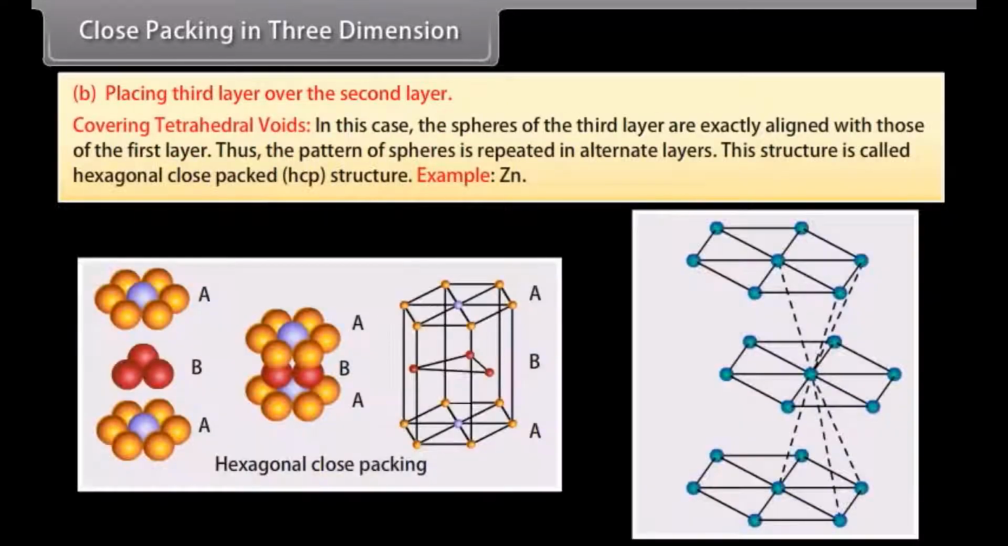Placing third layer over the second layer. 1. Covering tetrahedral voids. In this case, the spheres of the third layer are exactly aligned with those of the first layer. Thus, the pattern of spheres is repeated in alternate layers. This structure is called a hexagonal close-packed HCP structure. Example, zinc.